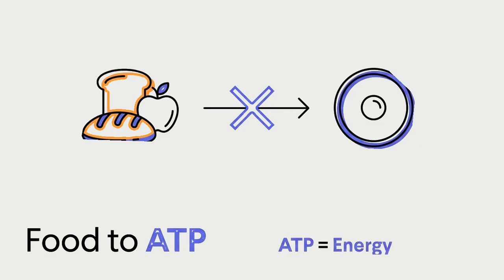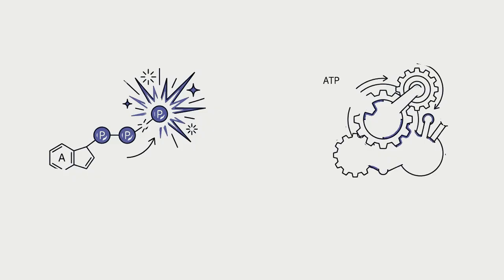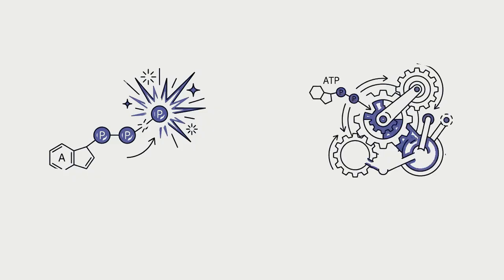ATP, or adenosine triphosphate, is the cell's energy currency. When ATP loses its last phosphate, energy is released instantly and can power cellular work. Almost every energy-requiring process in the cell runs on ATP, not on food itself.